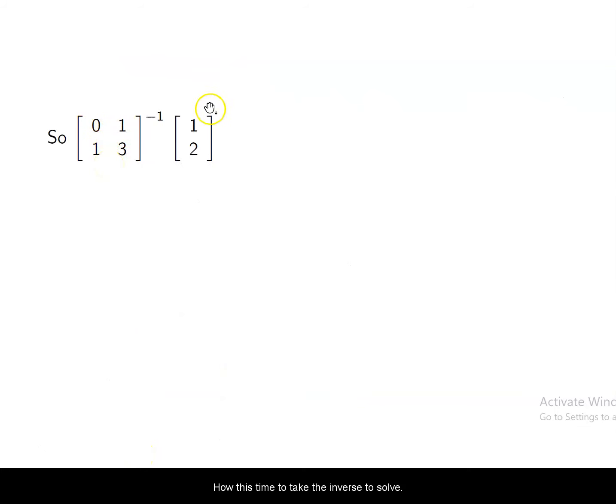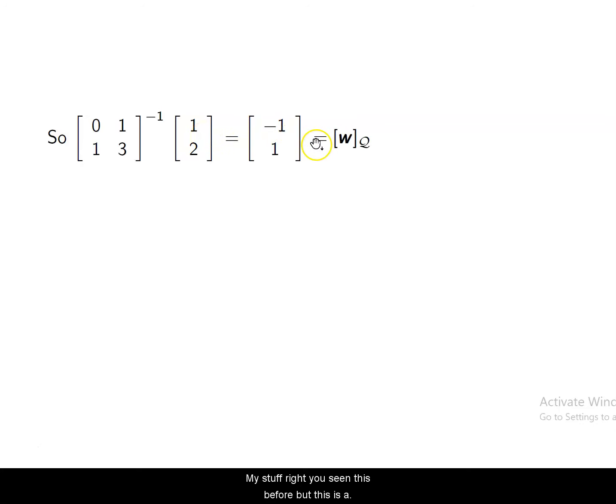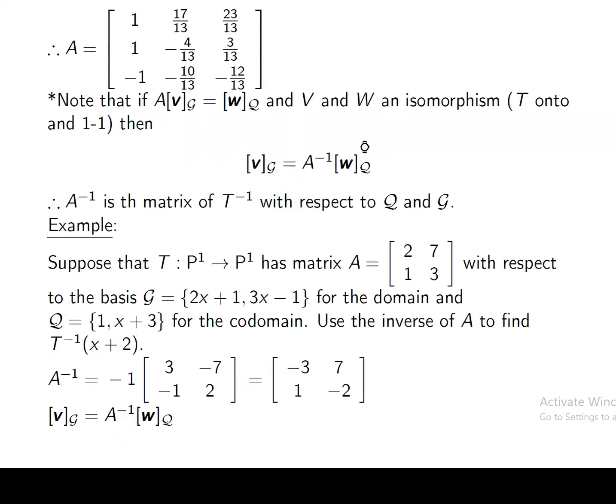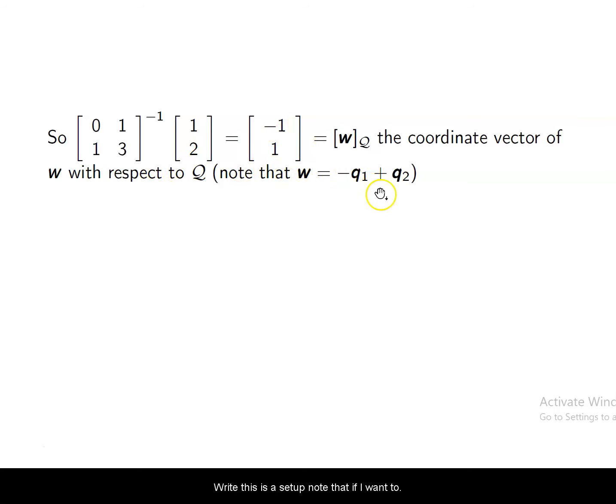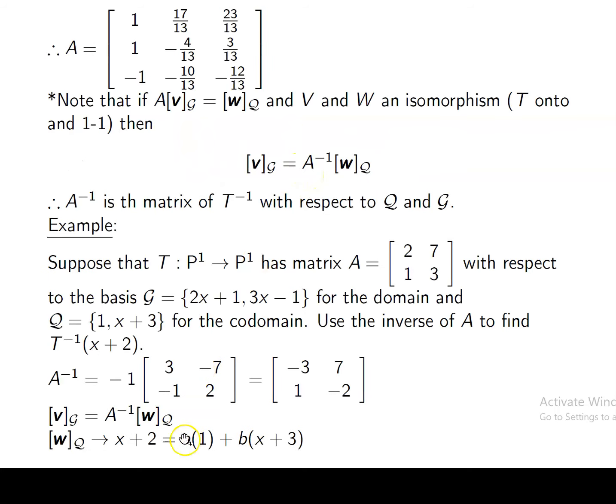We take the inverse to solve for our stuff, right? We've seen this before. But this is a coordinate vector, right? So it's the representation of w in terms of q. That's what we were trying to do here. Okay, so I'm just reiterating that that's what we found. So, right, this is the setup. Note that if I want to get back to my original w, I would just undo what I did, right? So negative 1 plus x plus 3 will get you x plus 2, right?